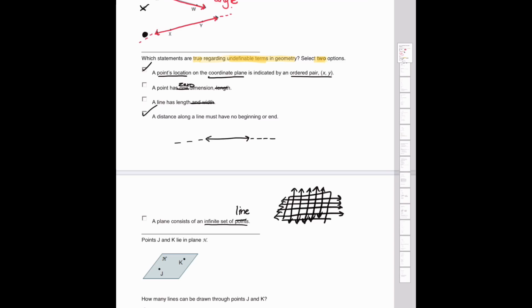Therefore, it's reasonable to assume that that statement is not true. As you can see, we have selected two true statements regarding undefinable terms in geometry. Let's look at the next problem.